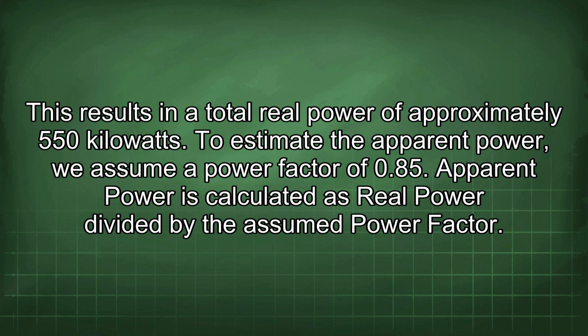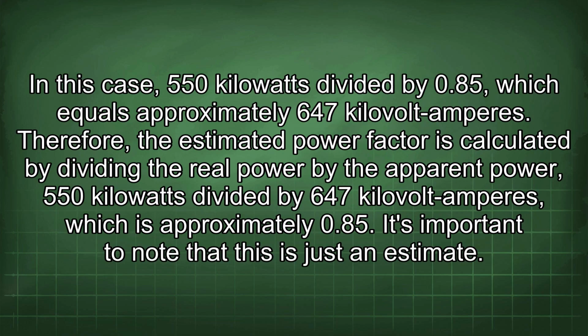To estimate the apparent power, we assume a power factor of 0.85. Apparent power is calculated as real power divided by the assumed power factor. In this case, 550 kilowatts divided by 0.85 equals approximately 647 kilovolt amperes. Therefore, the estimated power factor is calculated by dividing the real power by the apparent power: 550 kilowatts divided by 647 kilovolt amperes, which is approximately 0.85.